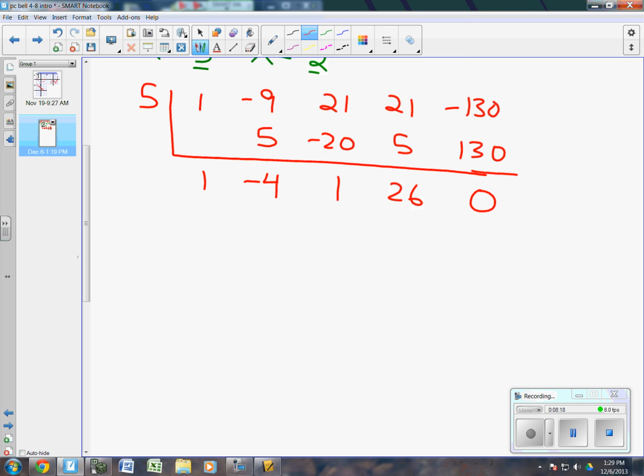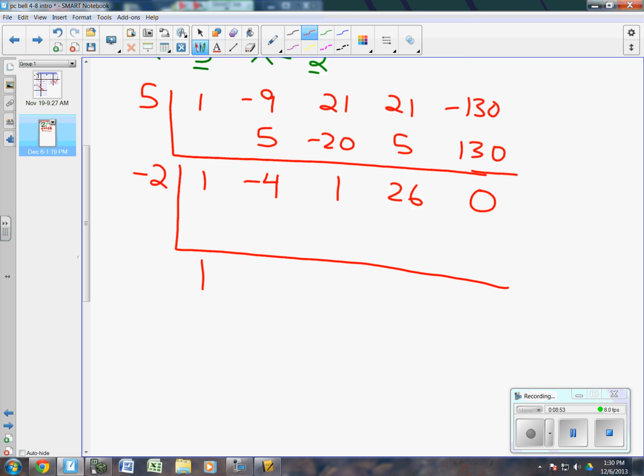Okay, so I've now reduced my 4th degree polynomial down to a 3rd degree polynomial. This is 1x cubed minus 4x squared plus x plus 26, right? That's my new equation. But I've got to get it down to a quadratic because we know how to solve quadratic equations, right? And I have another 0. My other 0 is negative 2. So I just set up for synthetic division again.